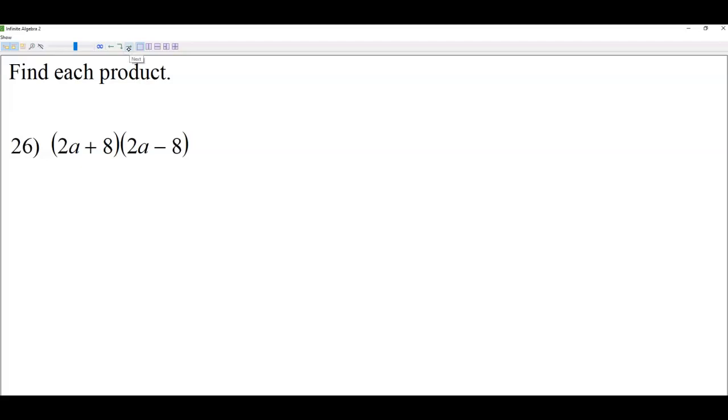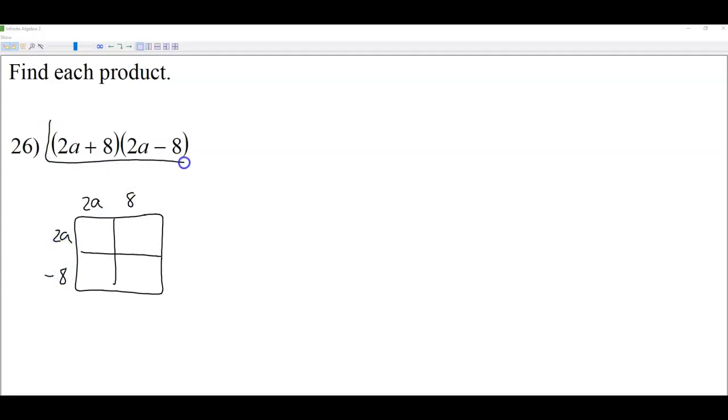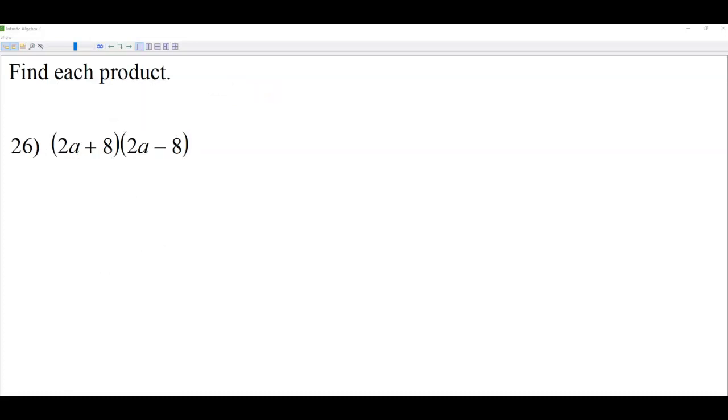Go ahead and take a look at number 26. Now this is a difference of squares. Now you can do a box if you want to. It will work. But I'm not going to do the box method. I'm going to do a different way. When you have the same thing twice, but one's positive, one's negative, all you have to do is do the first number times the first number, and the last number times the last number. And you're done. So that's the answer there. I prefer to go with a shortcut when I can. That's one of the shortcuts that we learned.